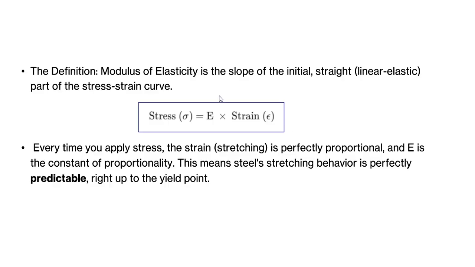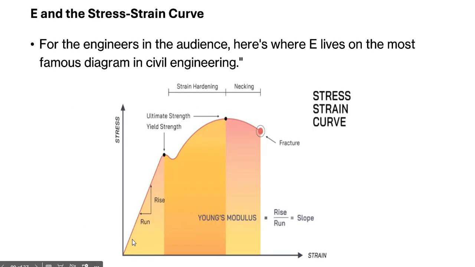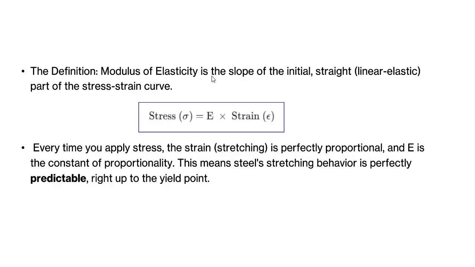The definition: modulus of elasticity is the slope of the initial straight linear elastic part of the stress-strain curve. If you see the figure, you can see the slope, right? Modulus of elasticity is the slope of the straight, linear elastic part of the stress-strain curve. So stress is directly proportional to the strain. That means it is linearly increasing.